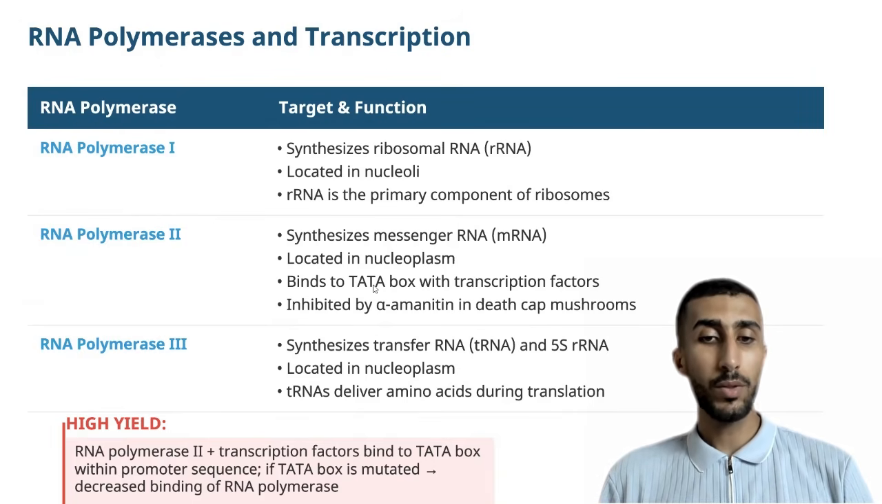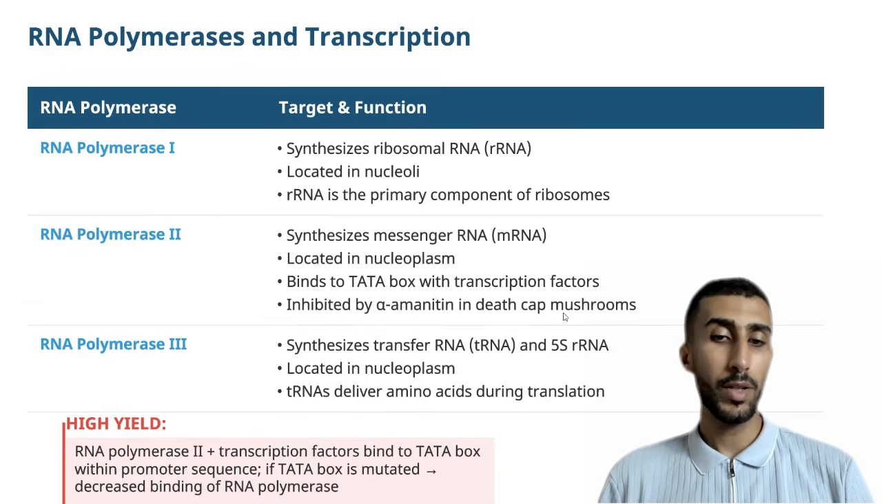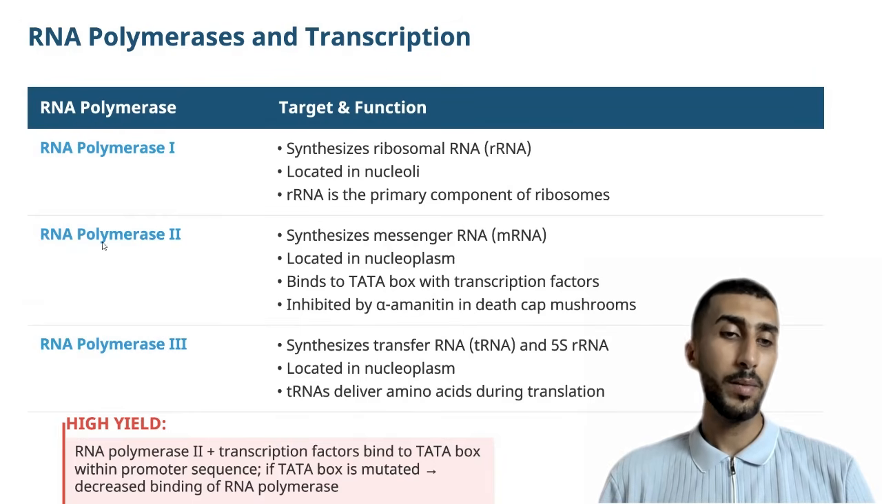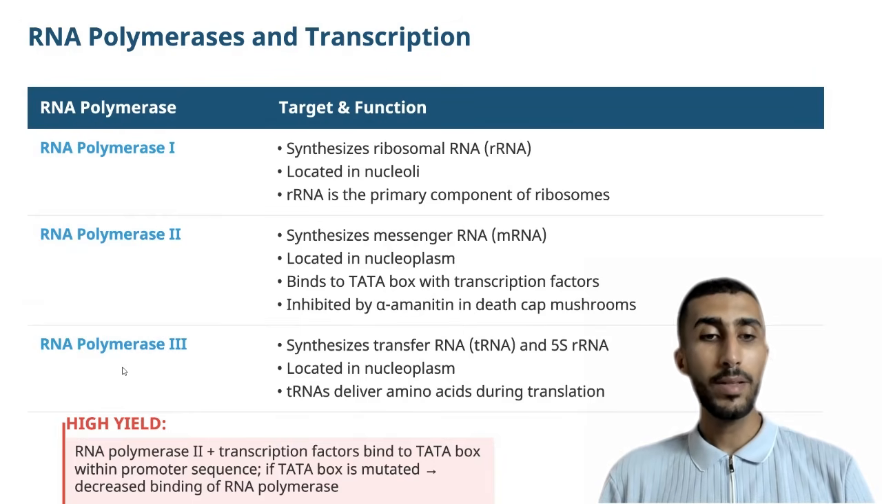And RNA polymerase 2 synthesizes mRNA. So it binds to the TATA box with transcription factors. It is inhibited by alpha-amanitin in death cap mushrooms. You have to know this example: alpha-amanitin in death cap mushrooms is the one that is gonna inhibit RNA polymerase 2. And RNA polymerase 3 is the one that's gonna synthesize the tRNA and the 5S rRNA, located in the nucleoplasm.